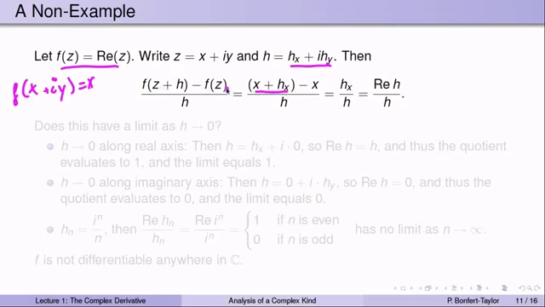We subtract from that f of z. f of z is just x. We see that there is an x here. We subtract x here, so that cancels out. The numerator becomes simply hx. The denominator is h. hx was the real part of h. So the difference quotient is simply the real part of h divided by h. What happens as h goes to 0?